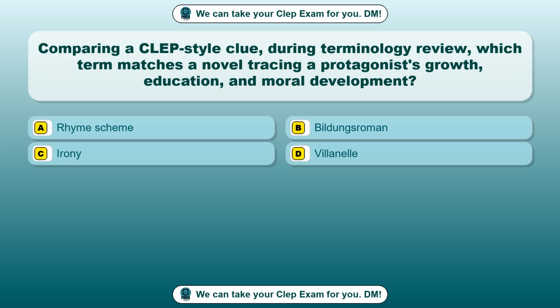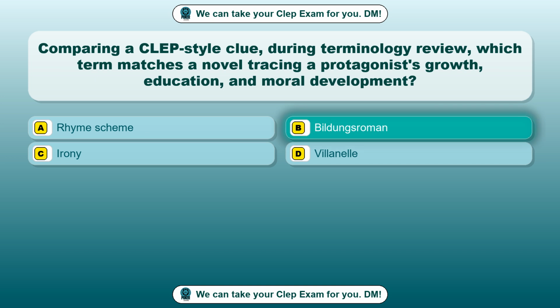Question 31. Comparing a CLEP-style clue during terminology review, which term matches a novel tracing a protagonist's growth, education, and moral development? Option A, Rhyme scheme. Option B, Bildungsroman. Option C, Irony. Option D, Villanelle. The correct answer is option B, Bildungsroman.